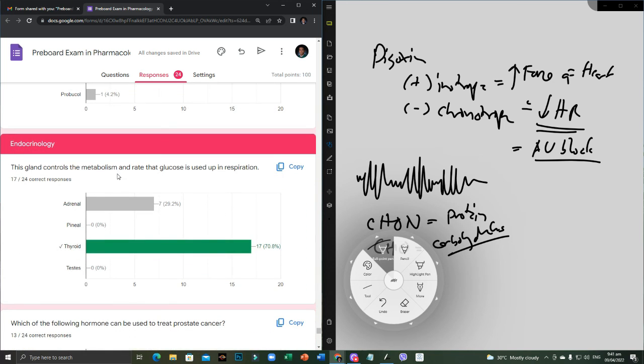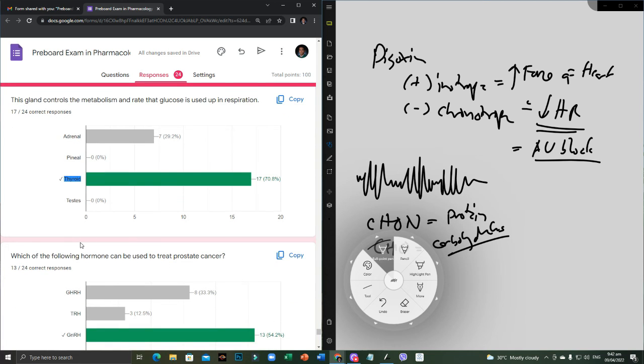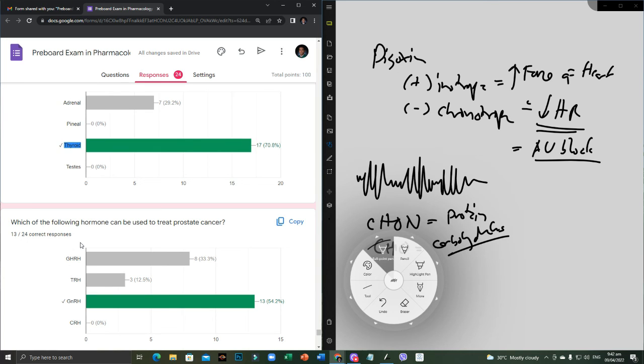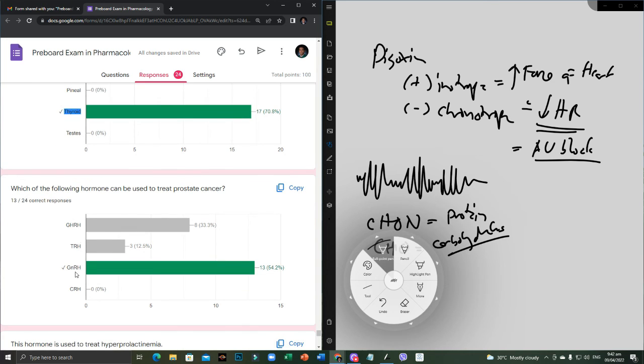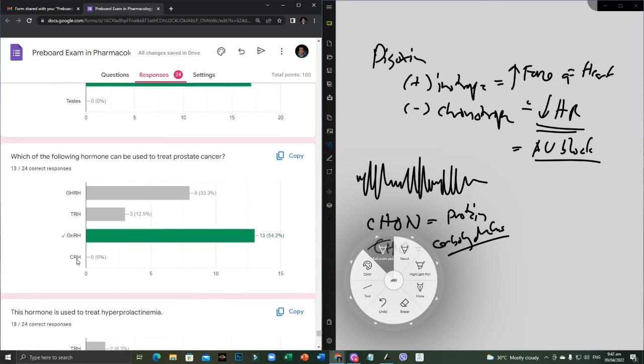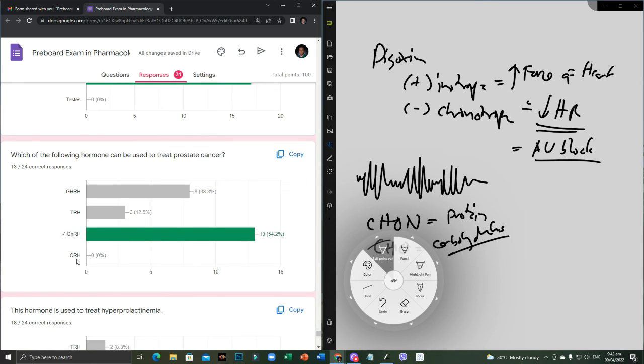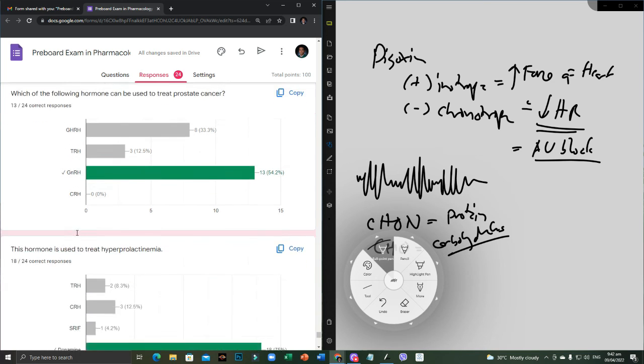So this gland controls the metabolism and rate that glucose is used up in respiration. It's very good. That's the thyroid gland. Okay? Thyroid glands, class, or the thyroid hormones are well known to manage our metabolism. So the following hormone can be used to treat prostate cancer. Okay, it's very good. That's the GnRH, gonadotropin-releasing hormone, which is believed to help manage prostate cancer.